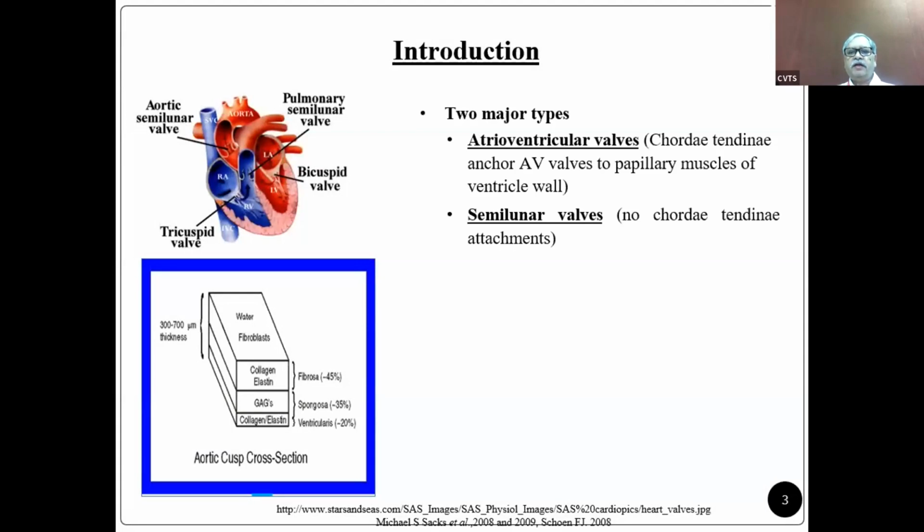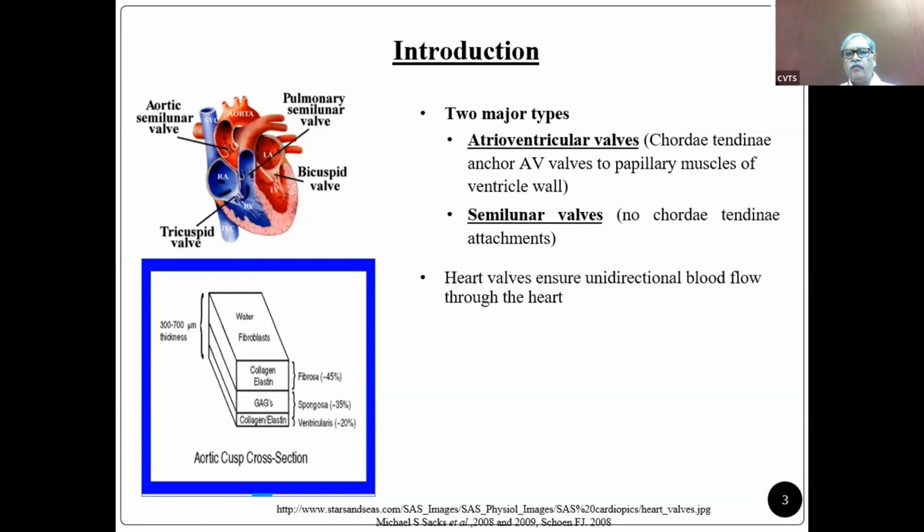So there are two major types of heart valves. I think everybody in the audience knows this, so I don't have to speak too much on those things, but every heart valve contains three layers. Basically, it's collagen, elastin, and GAG, and then collagen, elastin again. So it's a sandwich kind of thing. To develop any tissue, we need to stack all those things one by one. Then only we can do that.